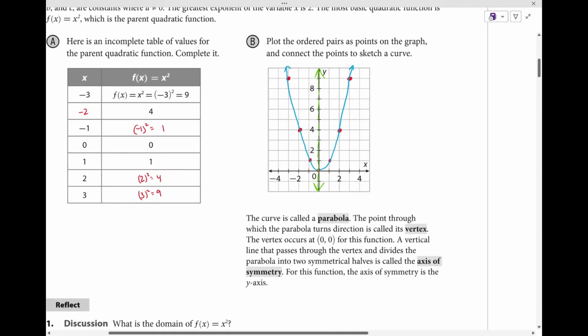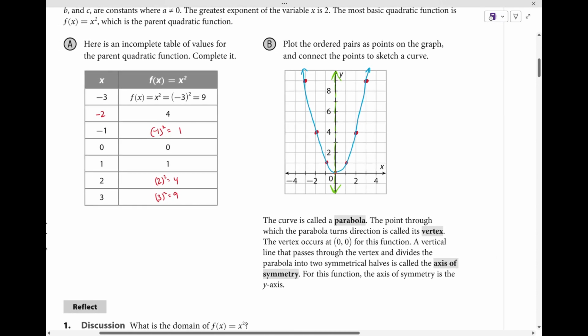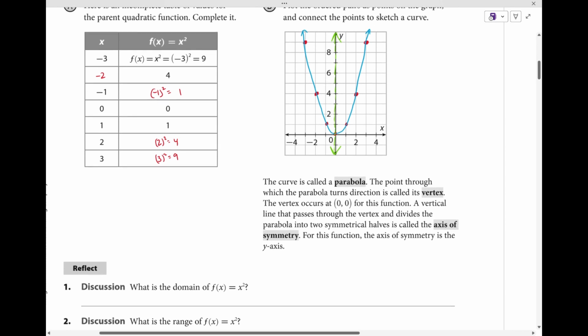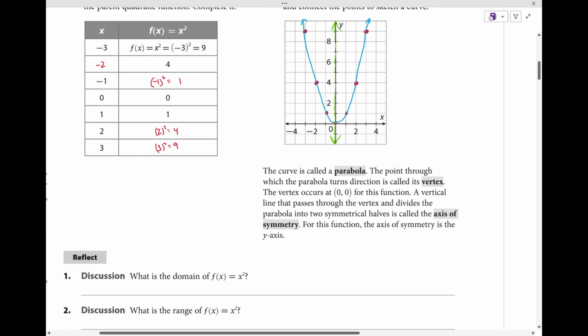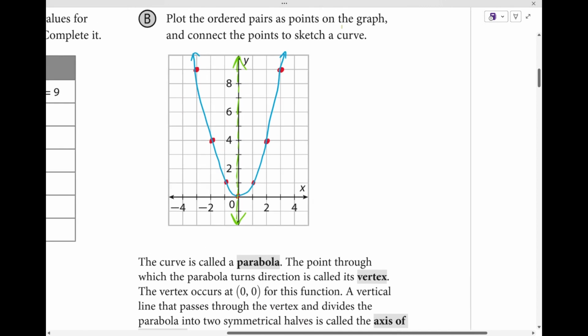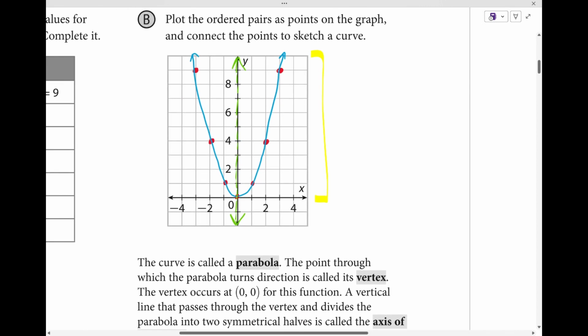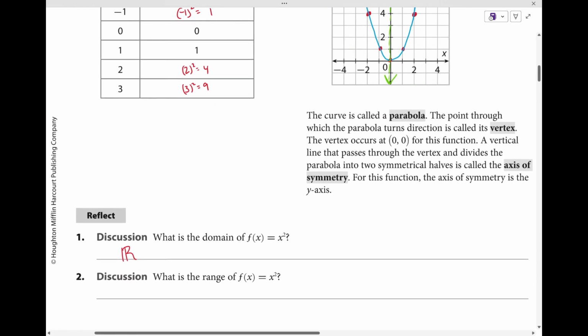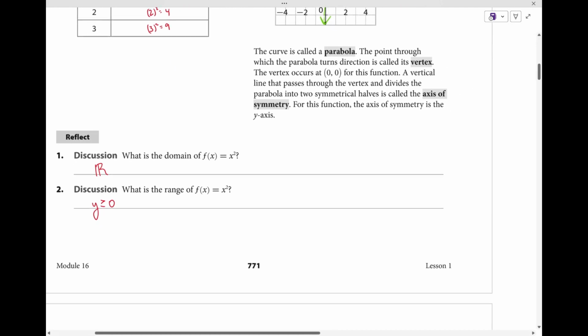So that's a parabola. This is our parent function, just f(x) = x². So domain and range. Domain, you can put any x value into this function, meaning all real numbers, or you could say negative infinity to infinity. In our range here, our lowest value is going to be 0, and then we're going to go up and up and up from there. So our range is y greater than or equal to 0.